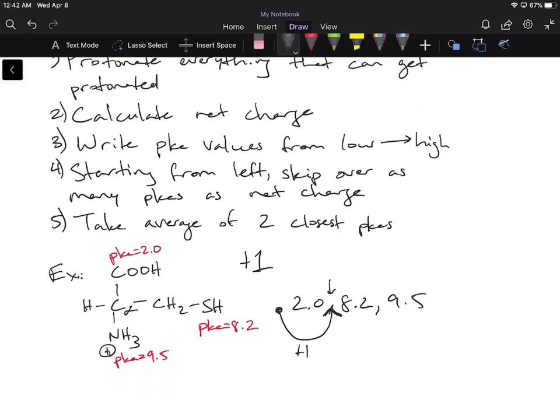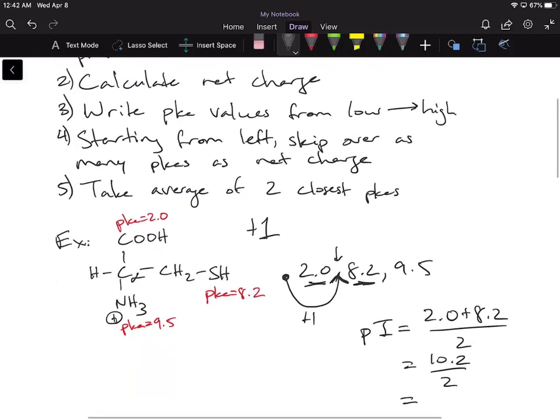So for the last step to get the PI, the PI is equal to the average of the 2 closest numbers. My 2 closest numbers in this case are 2.0 and 8.2. 2.0 plus 8.2 over 2 equals 10.2 over 2, which is equal to 5.1. Okay, so all you're doing in this scenario, and this is why it's super, super important to protonate everything correctly, because that'll determine your net charge, is you protonate everything that can get protonated, and because you're skipping over as many pKs as your net charge, you're basically taking off a proton as you go over each net charge.